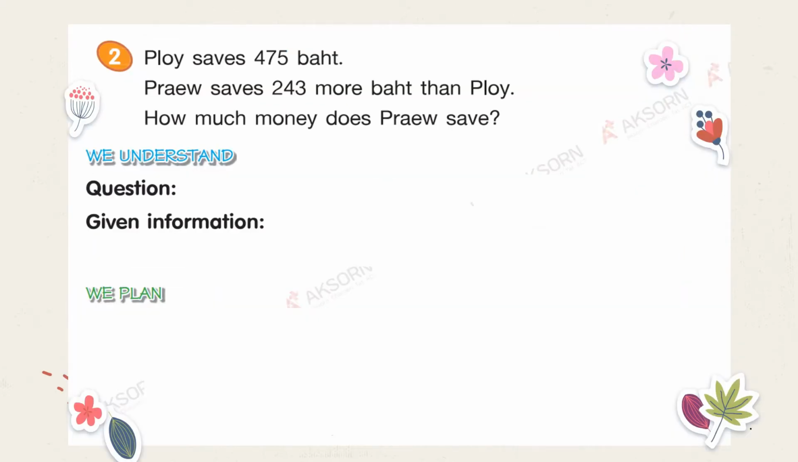Okay, let's have another word problem. Let's read. Ploy saves 475 baht, while Preo saves 243 more than Ploy. So how many does Preo save? So let's see the keyword here. It says more than Ploy. So the question is, how much does Preo save? So how much money?